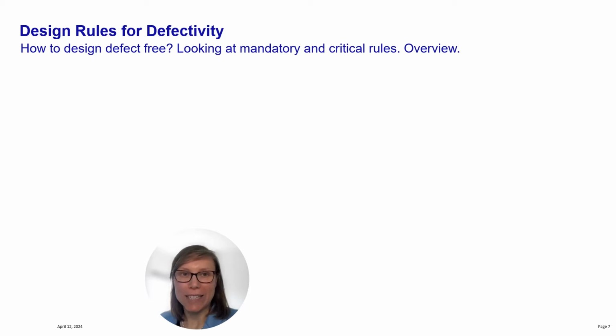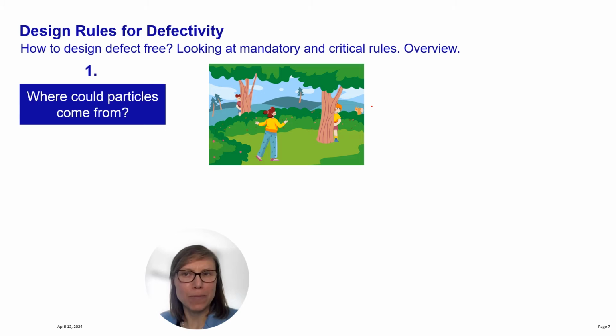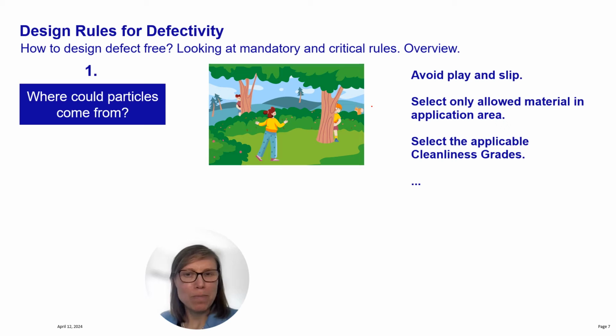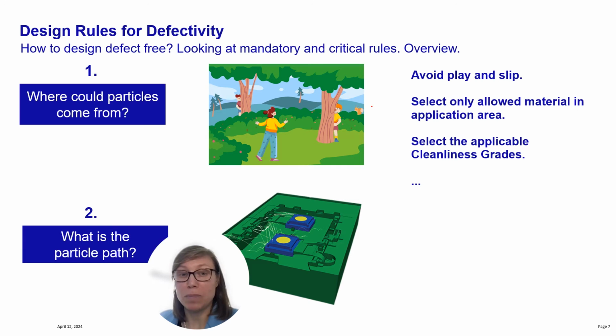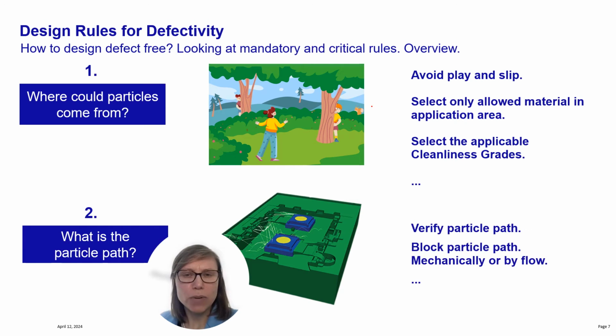What did we learn already? In the beginning of the design, it's important to ask where could particles come from? Here, where do they hide? How to avoid play and slip? What materials are allowed? And what is the cleanliness grade? The next question is, what is the particle path? How can I verify? And how can we block particles mechanically or also by flow? Those are all good questions to be answered during the design process.